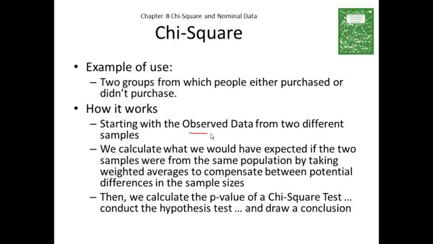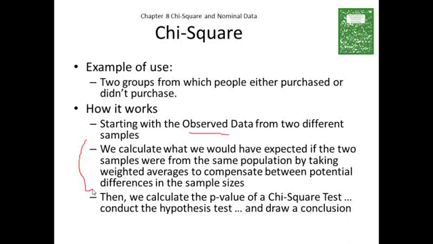Now, how are we going to do this? We're going to start by looking at the observed data from the 2 different samples, and then calculate what you would have expected if the 2 samples were from the same population. So what would you have seen if the 2 samples were from the same population? What should you have expected? And how are we going to find that? How are we going to calculate that?